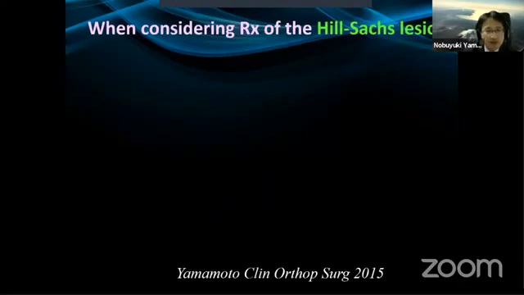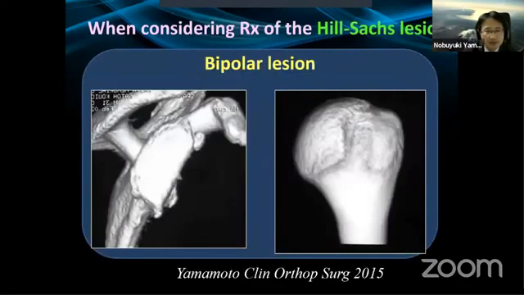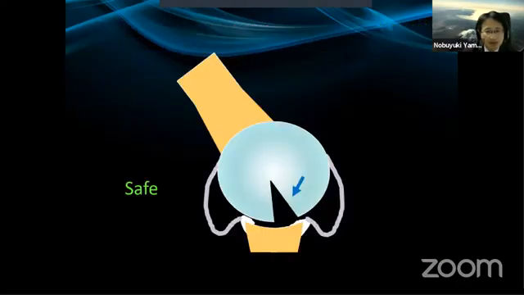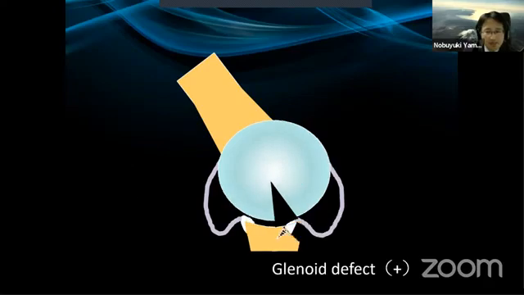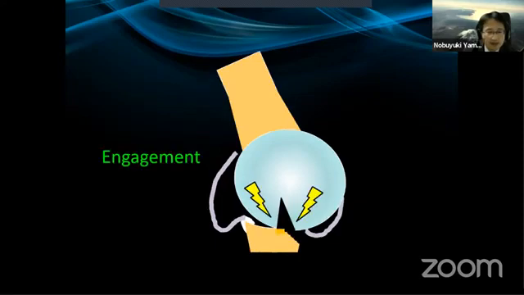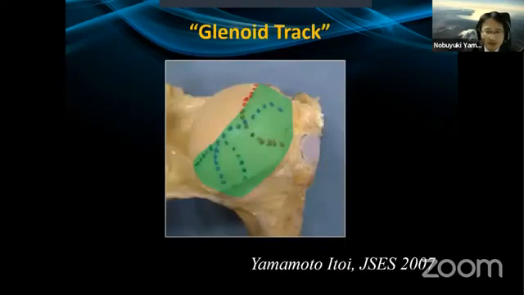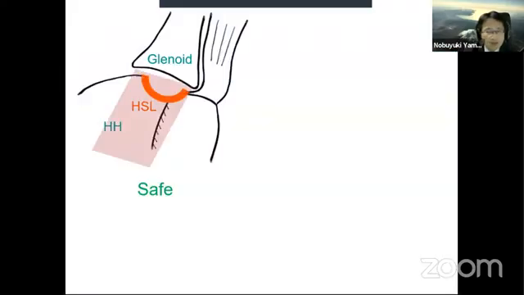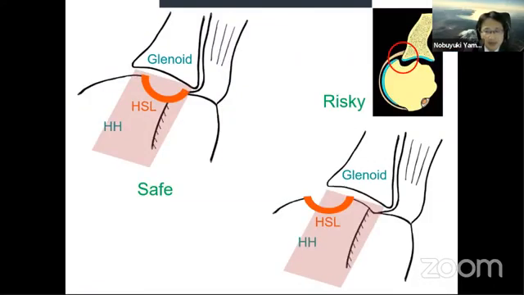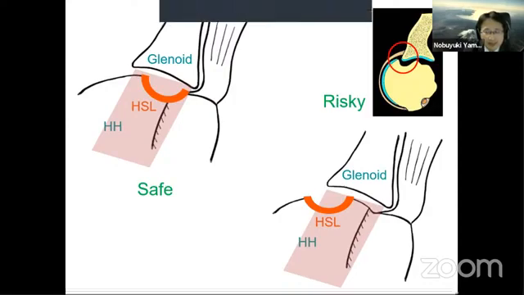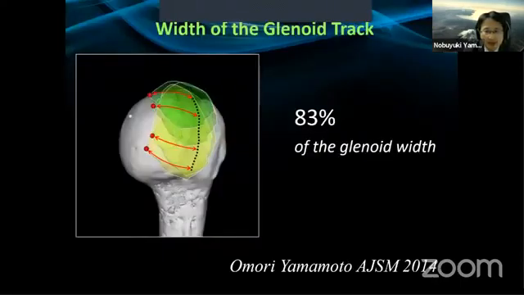However, when considering the treatment of the Hill-Sachs lesion, we need to think about the bipolar lesion, because this Hill-Sachs lesion is safe if it's located within the contact area. If there is a glenoid defect, engagement occurs. So how should we evaluate the risk of engagement? We have proposed the concept of the glenoid track to evaluate the risk of engagement. If the Hill-Sachs lesion is located within the glenoid track, it's safe. However, if it is out of the glenoid track, it's risky. The width of the glenoid track was demonstrated to be 83% of the glenoid width.